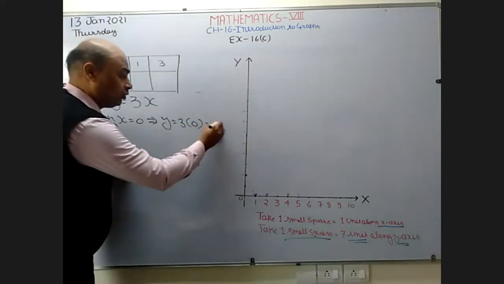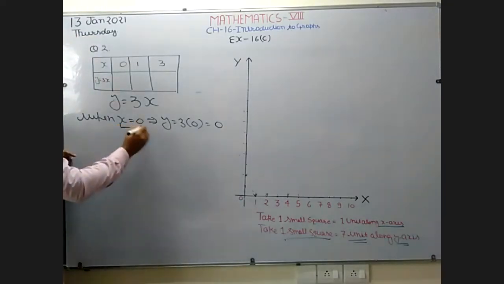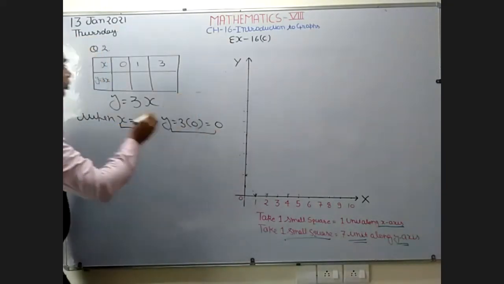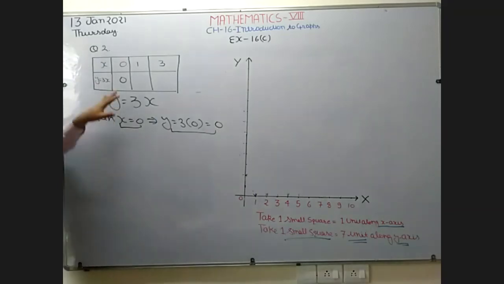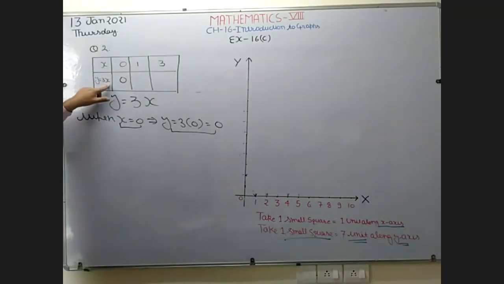Or write here 0. It means when the value of x is 0, the value of y is also 0. So write here 0. Clear, beta? It is given in your question: y is 3 times x. It means if you want to find the value of y, you have to multiply the value of x by 3. Okay? So I take x equal to 0 first.